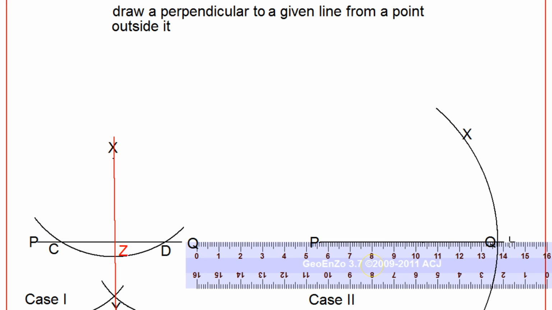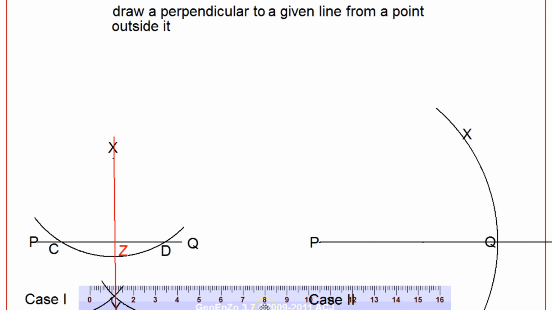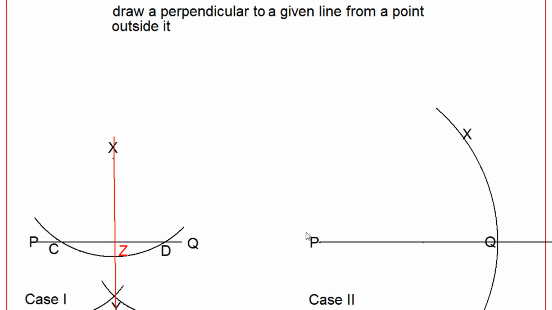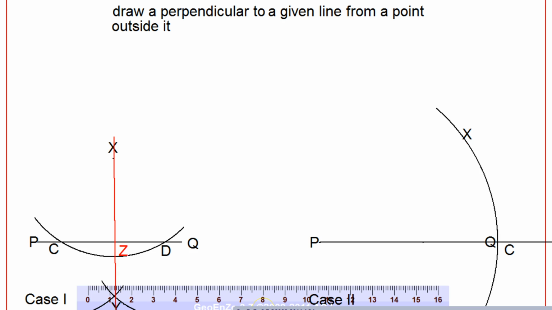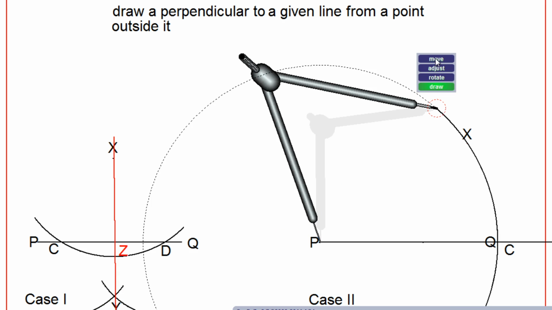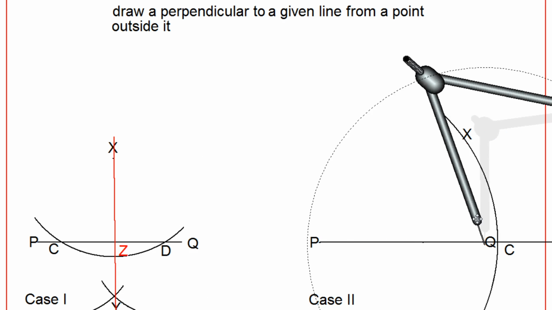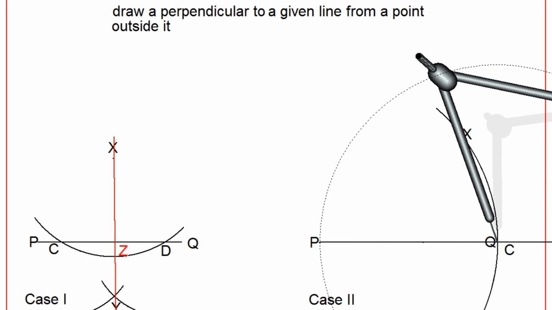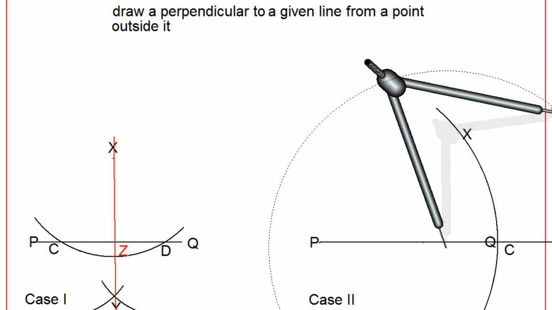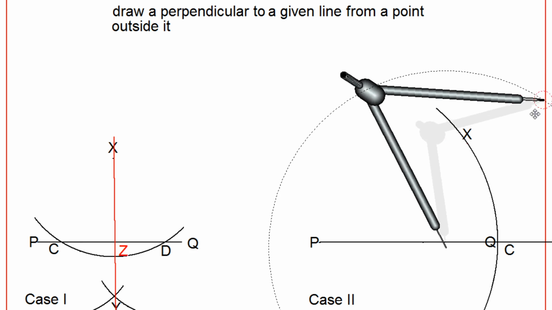Okay, I am extending it. Let us say this extension of the line PQ is cutting this arc at a point. The point name can be anything; I have given it as C. Now make C as the center and PQ as the radius once again.